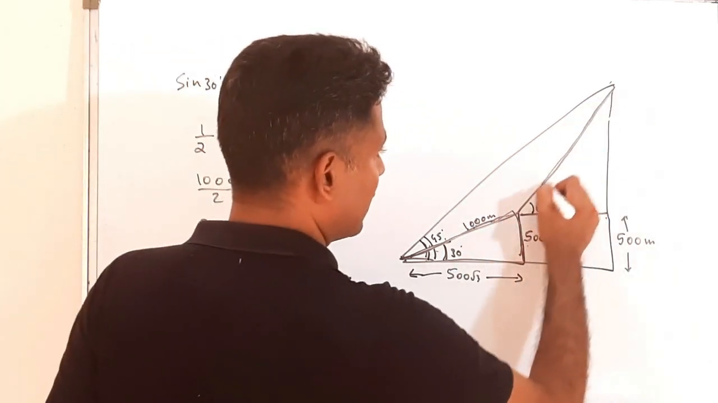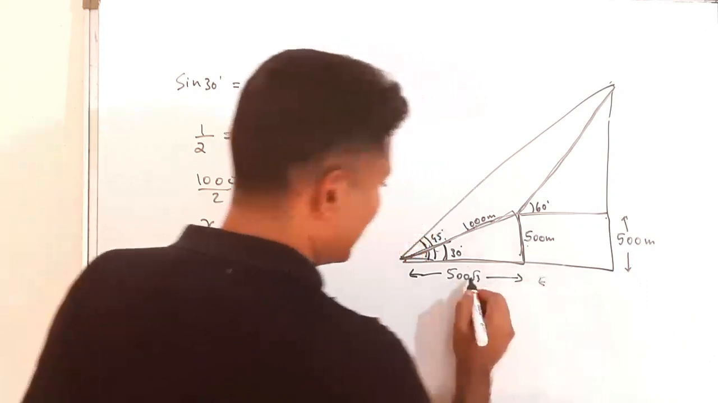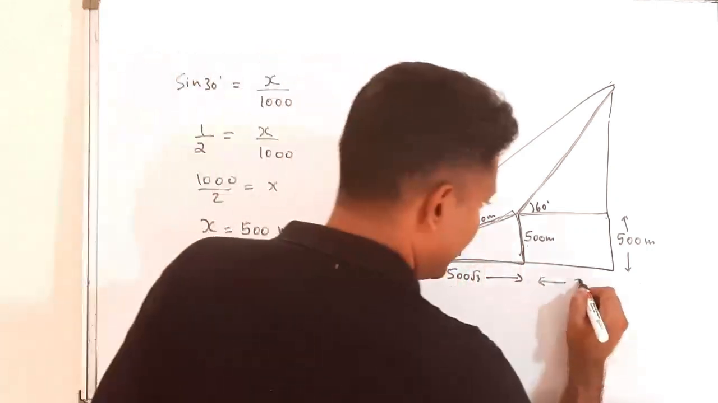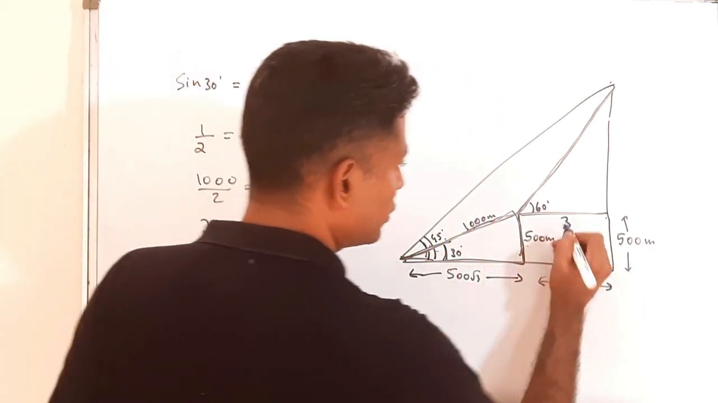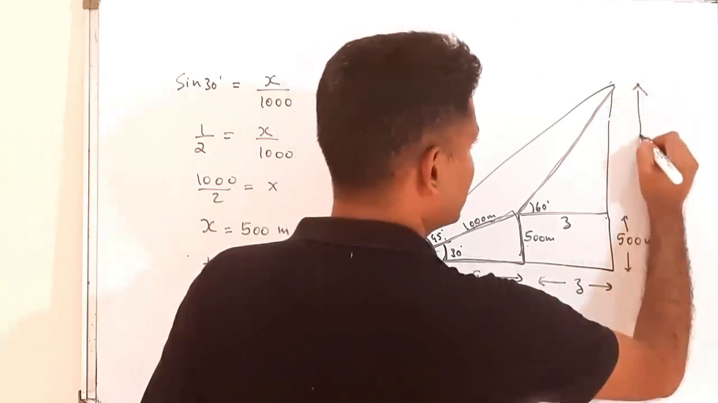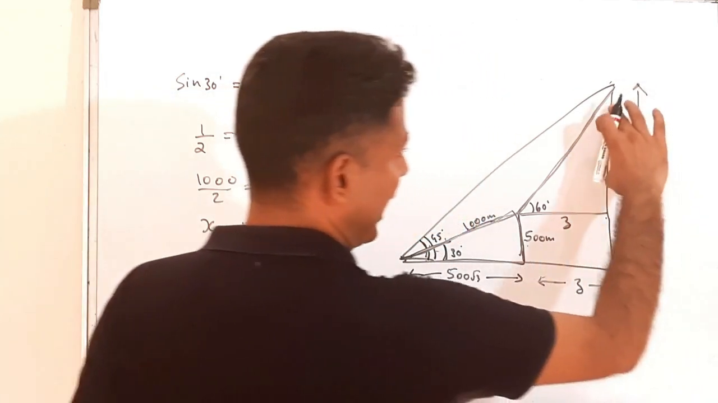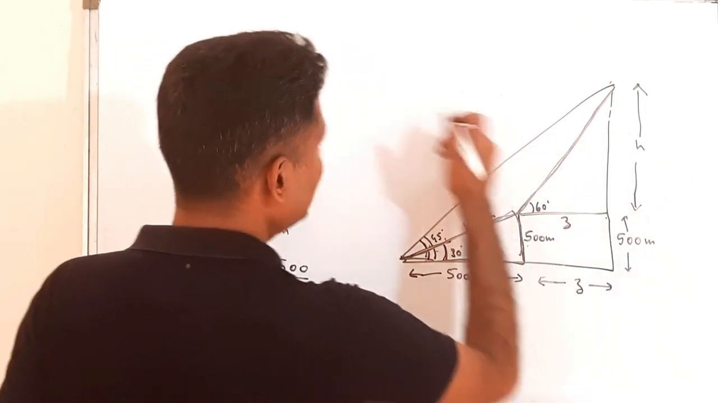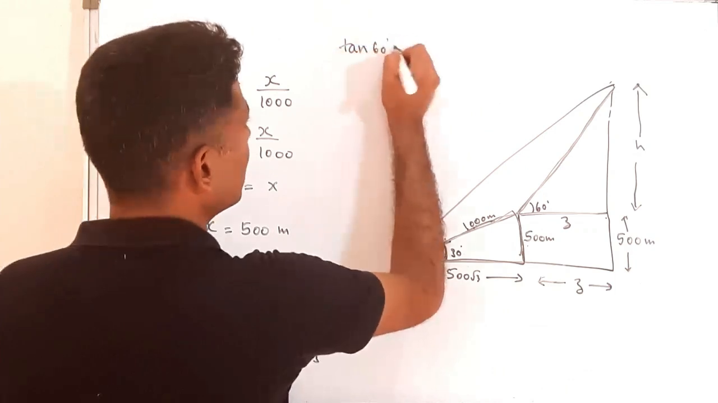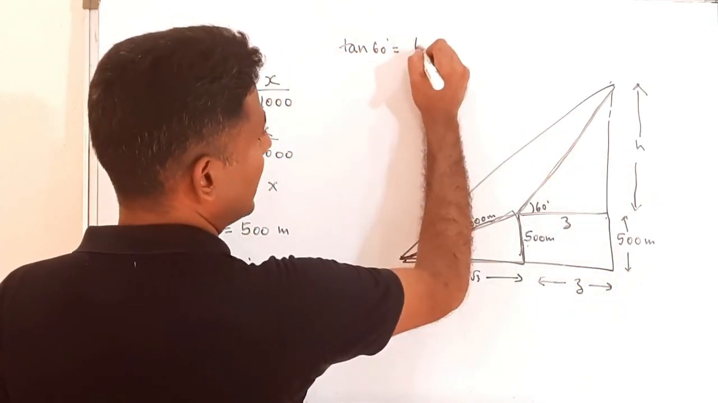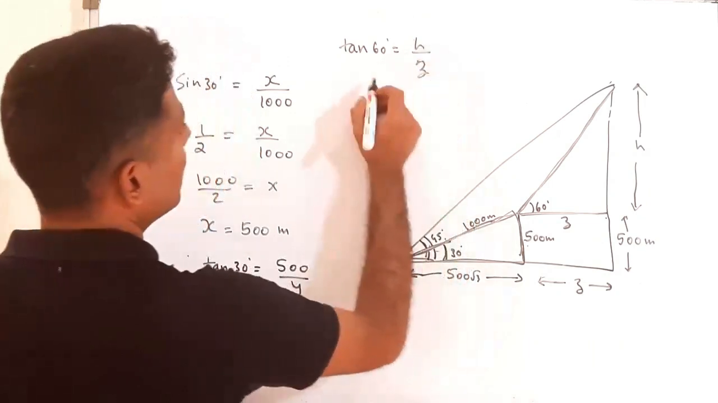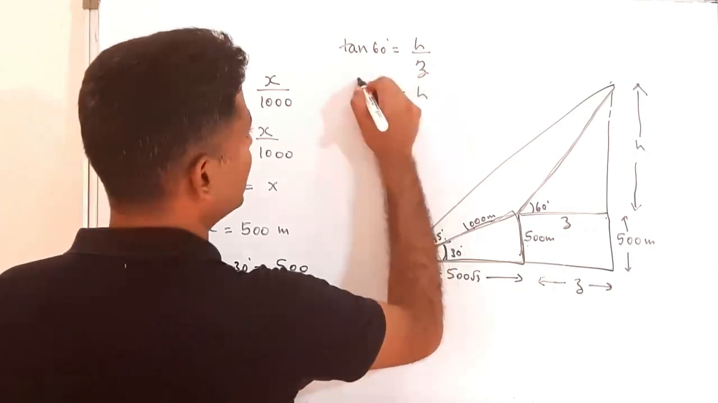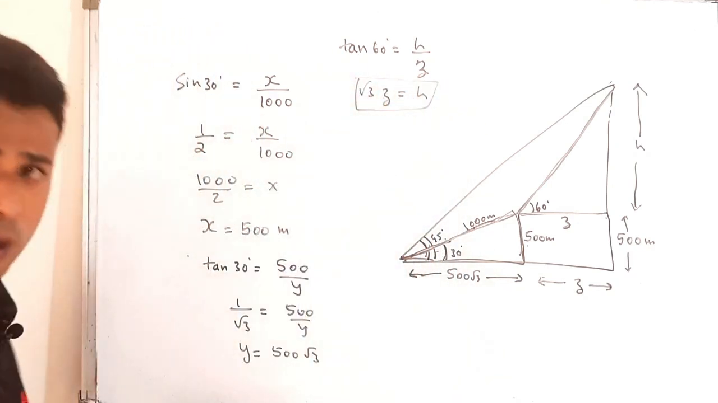Alright. Now see this triangle. We have taken this as x, y, we'll take this as z. Alright. So this will also be z, and let this be h. It's not the height of the mountain, but a height of this part. So now from this triangle, what do we have? Tan 60 equal to opposite by adjacent, that is h by z, right? So tan 60 is root 3. So root 3 into z equal to h. So we got root 3 into z equal to h.